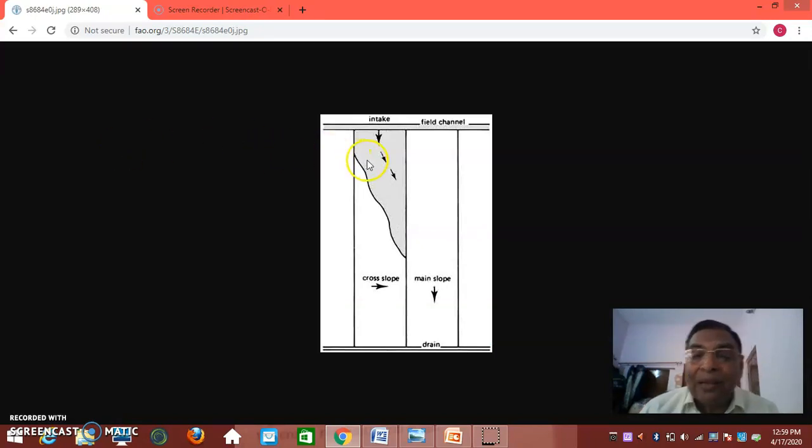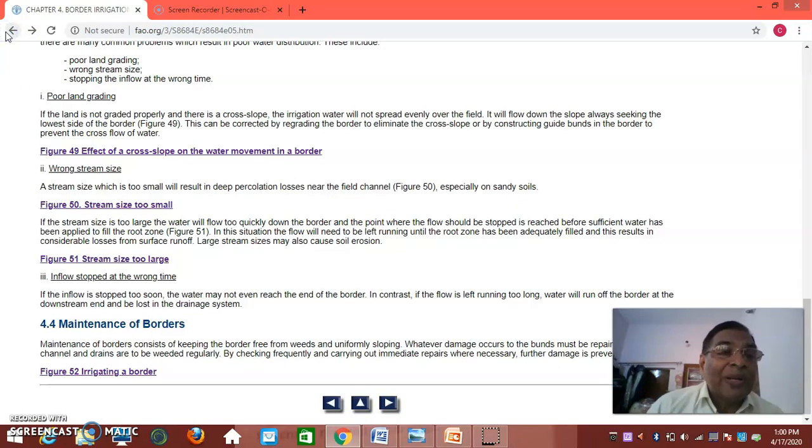See, if you have cross slopes, if you do not have a uniform slope across the border, just a cross slope like this, water simply flows following the slope. So you should avoid these cross slopes. Throughout its width, the border should have a uniform slope. That's one thing.